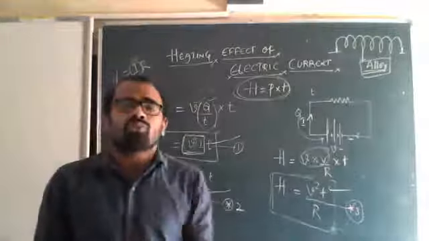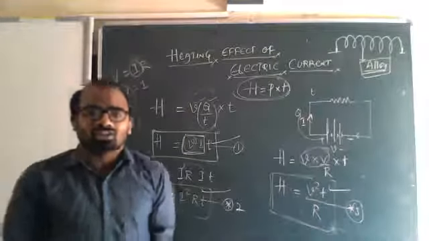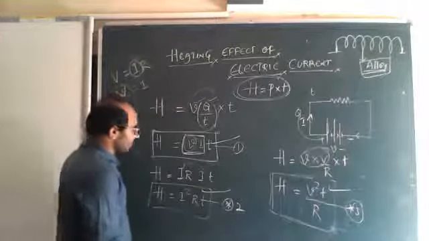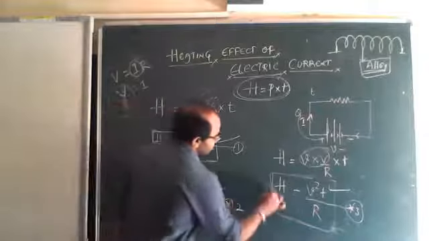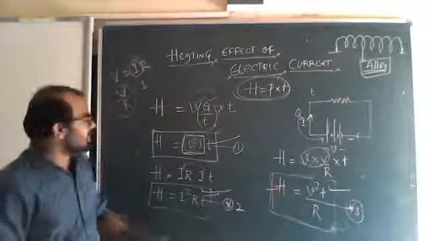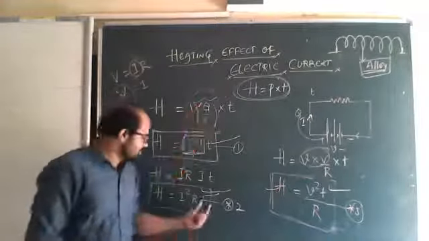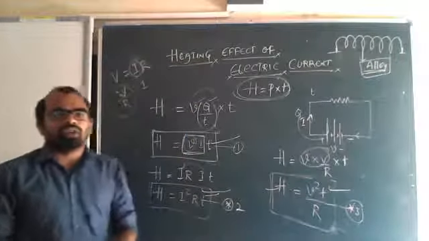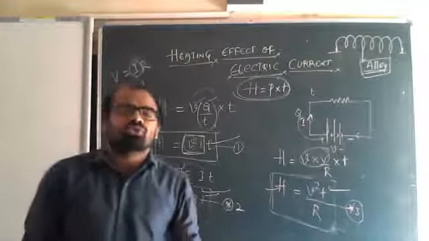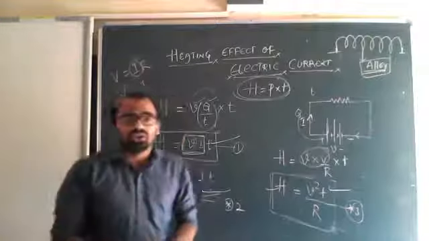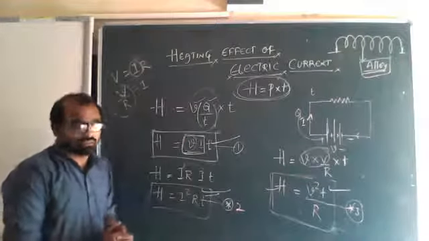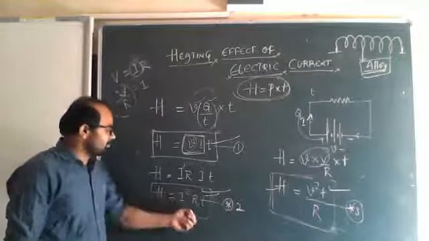Okay, we can see about that in our numerical section. But 90% of the time, maximum we use either this or this formula, rather than those other formulas. So H equal to I square RT and H equal to V square T by R. You should remember this. Okay, H is here directly proportional to R.